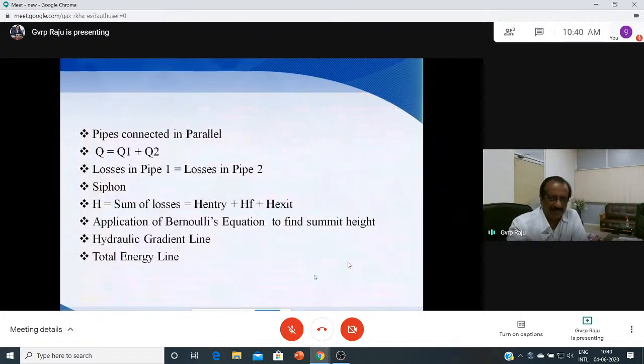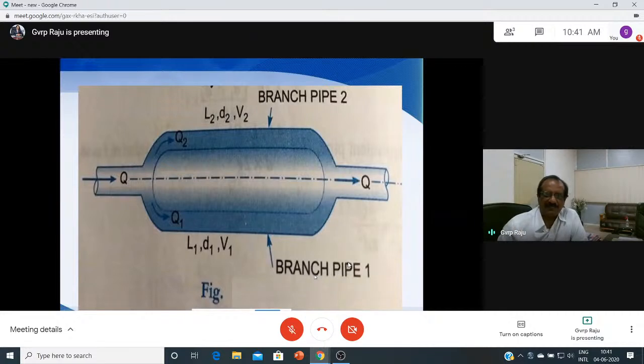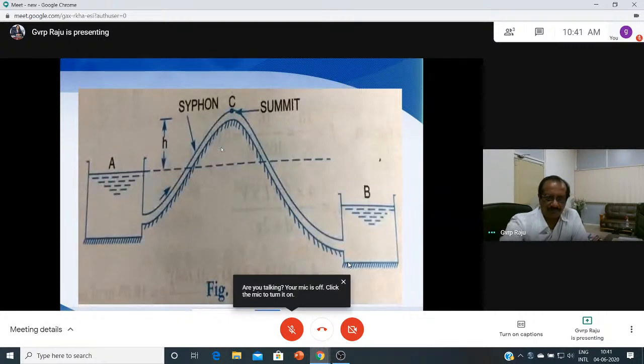And when the pipes are connected in parallel, the equations are: the discharge, the quantity of water flowing through the main pipe, is equal to the sum of the quantities of water flowing through the parallel pipes. These two pipes are connected in parallel, and Q is equal to Q1 plus Q2, and that is one equation. And the head loss in pipe 1 is equal to pipe 2, hf1 is equal to hf2, if minor losses are neglected. The head loss due to friction for pipe 1 is equal to the head loss due to friction for pipe 2. And this is a siphon pipe, a bent pipe which is required.